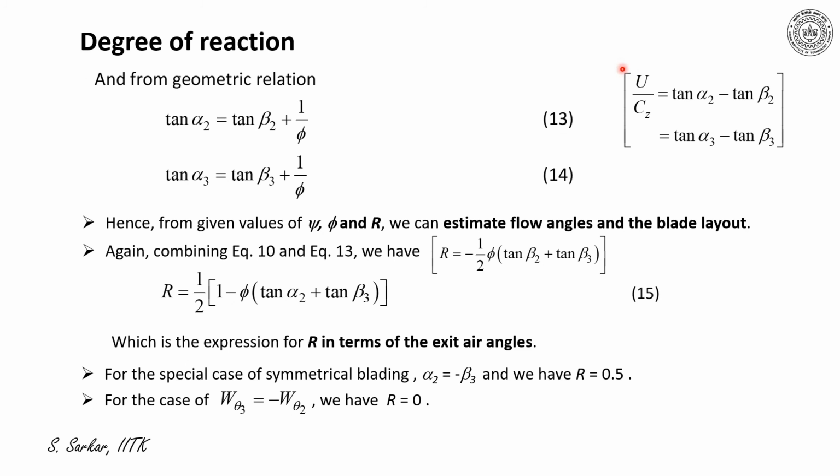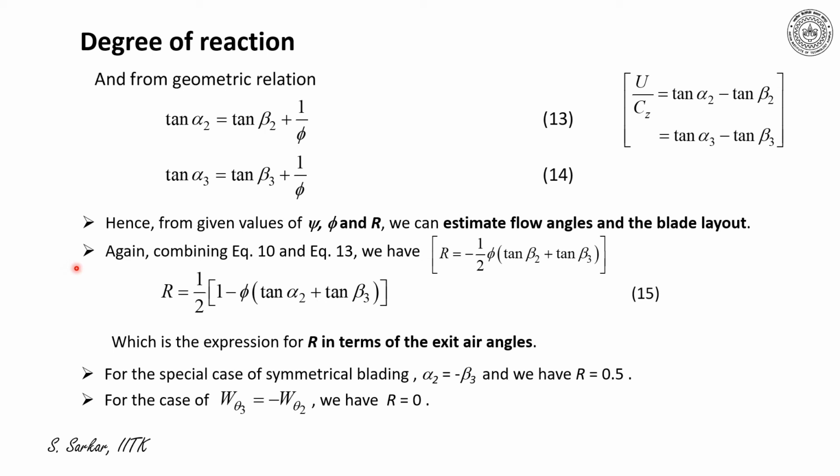We have already proved that U over Cz is equal to tan alpha 2 minus tan beta 2, and that is also equal to tan alpha 3 minus tan beta 3. Thus, from the geometric relation, I can say tan alpha 2 is equal to tan beta 2 plus 1 by phi, which is denoted by equation number 13. And similarly, tan alpha 3 is equal to tan beta 3 plus 1 by phi, which is denoted by equation number 14. Hence, from the given relation of psi, phi, and r, we can estimate the flow angles and the blade layout.